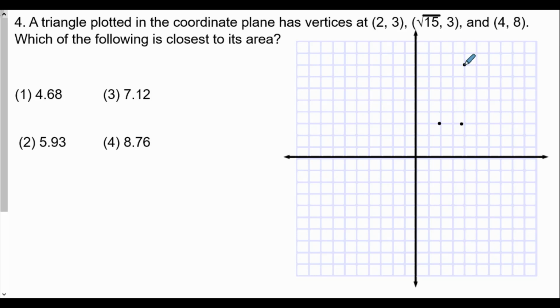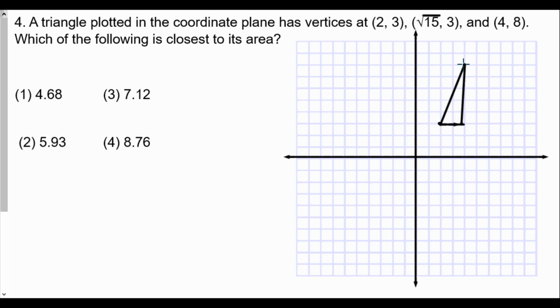So it's not a right triangle, mainly because the coordinates do not line up vertically. So it looks like a line segment, a solid line segment. It looks very close to a right triangle, but it's not a right triangle.